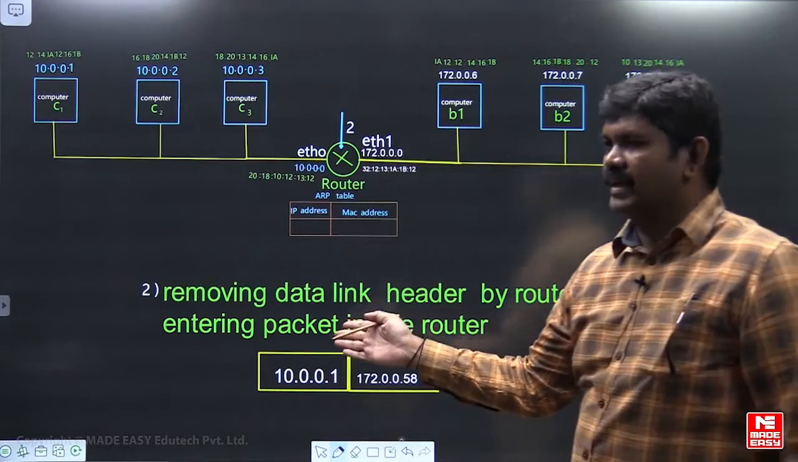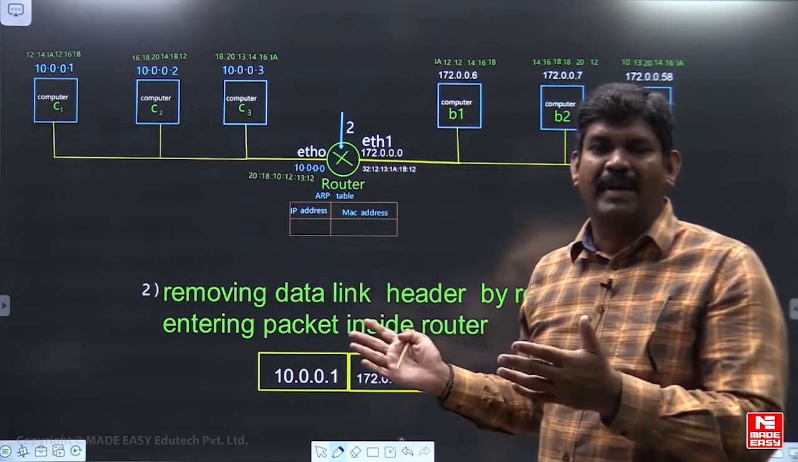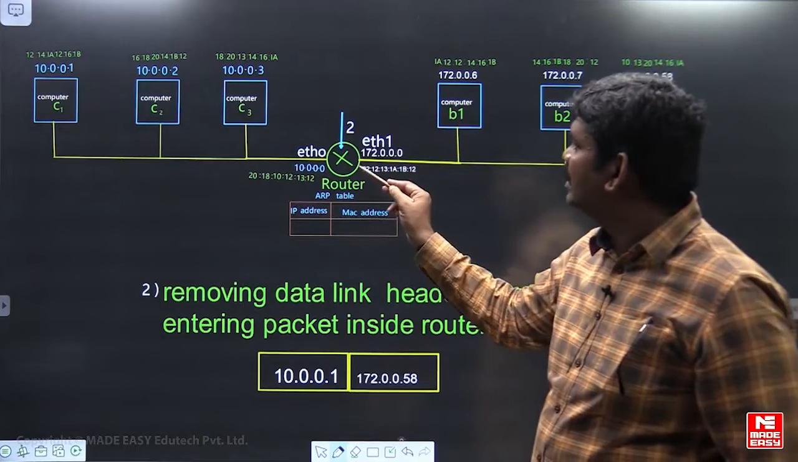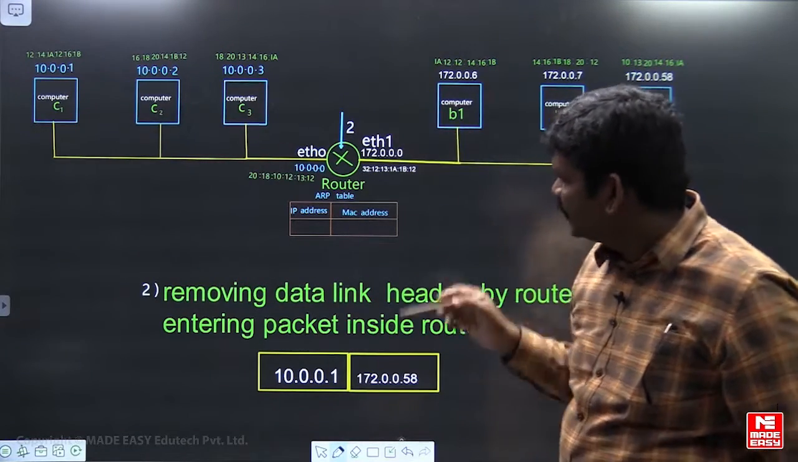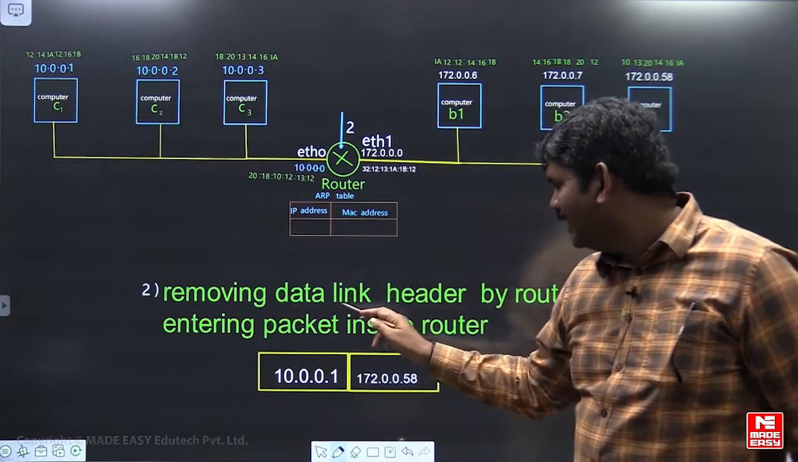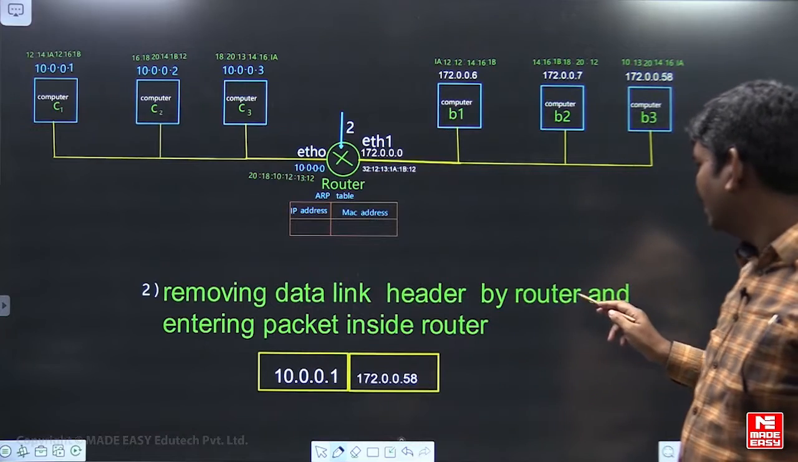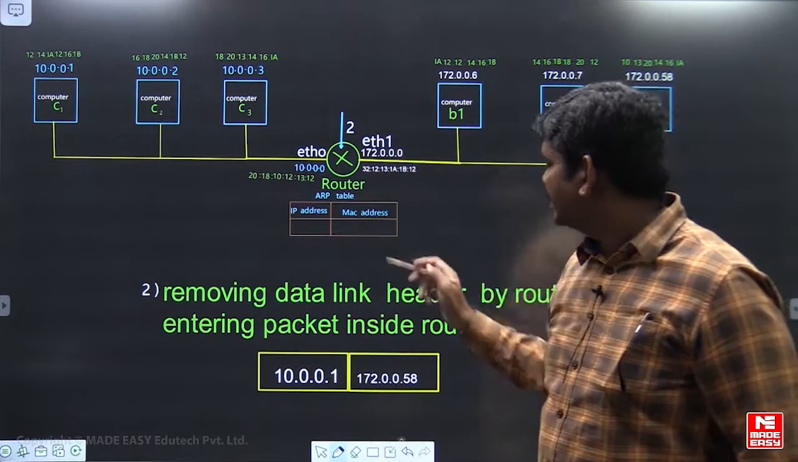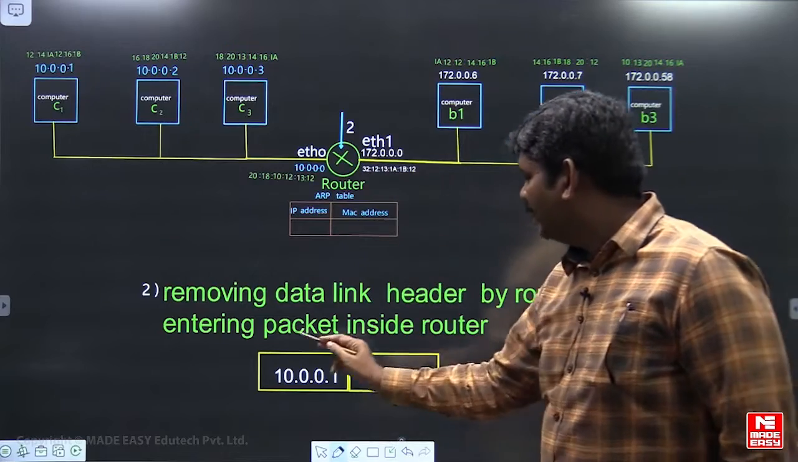See, this is the second point which I have explained. Now I am showing diagrammatically. Right now this ARP table is empty. So this is the second step. What is the second step? Removing the data link header by the router and entering the packet inside the router. Inside this router the packet will be entered.